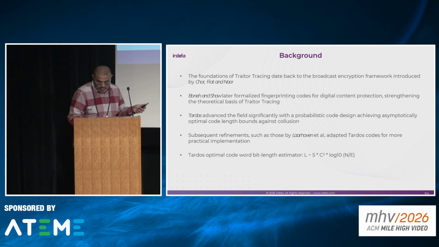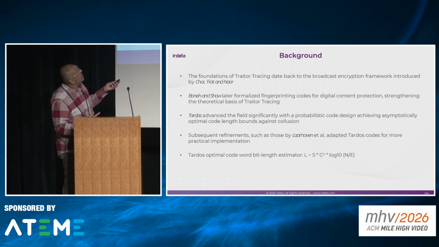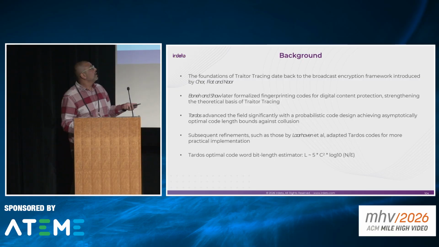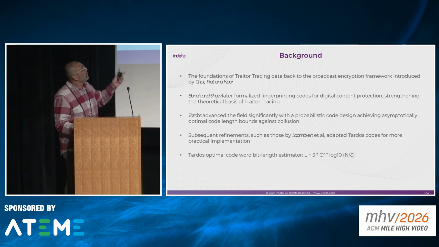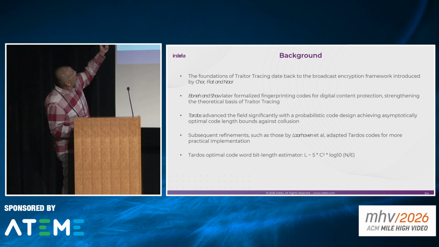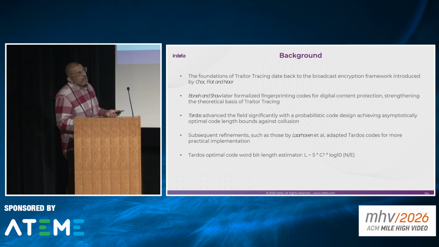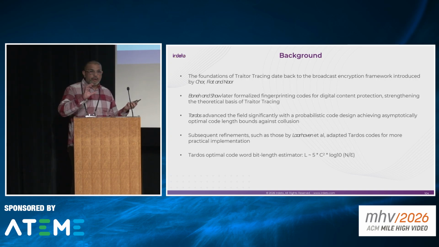Here we want to recognize the background in this topic. The traitor tracing literature has been around for a while. We particularly started with the Tardos methods. In this case, they use probability-based algorithms to generate these switching IDs.